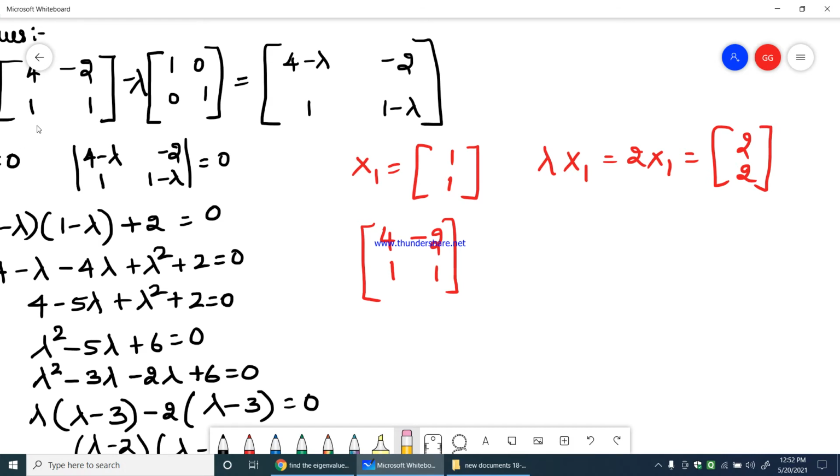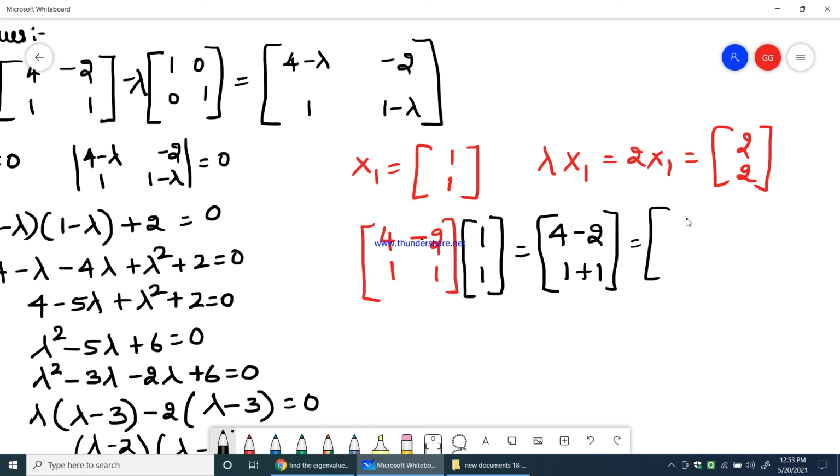Now I will take the original matrix, the question matrix, whatever was given, and multiply that matrix with the obtained eigenvector 1 and 1, and we end up getting the value we have got here. So 4 into 1 is 4, minus 2 into 1 is 2, 1 into 1 is 1, plus 1 into 1 is 1. So 4 minus 2 is 2, and 1 plus 1 is 2. This is how we verify whether the obtained vector for that particular eigenvalue is correct or wrong. Okay, I hope you got this.